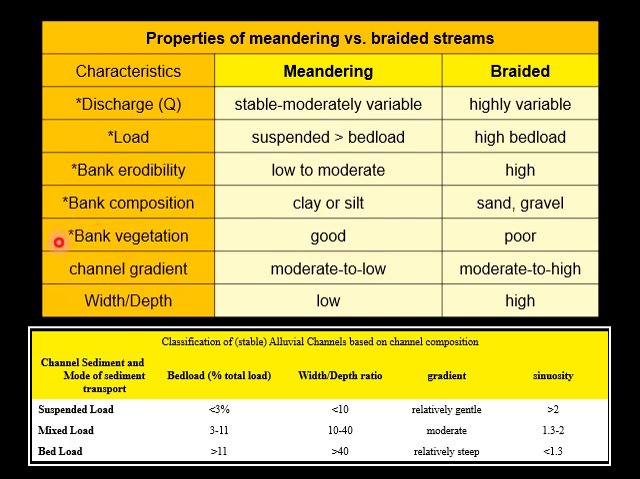Meandering and braided streams are compared using bed load, width and depth ratio, gradient and sinuosity. For example, width and depth ratio is high in braided but low in meandering streams. By the way, sinuosity is the ratio of stream length to valley length. The channel length divided by valley length as defined by Allen in 1970.